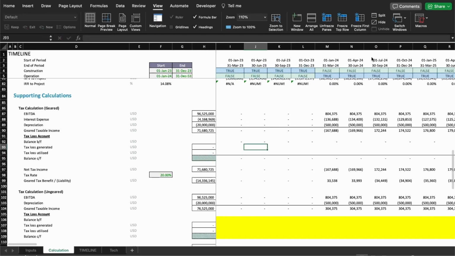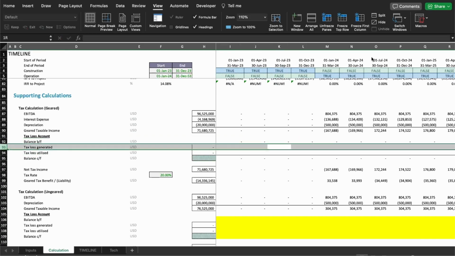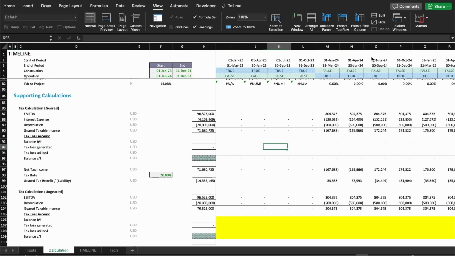Okay, so we already have 2 rows of our tax loss calculation. That's quite easy. In this row over here, we're going to accumulate all the tax loss generated. So we're going to have this number equal to this one here, right? But I want this number to be a positive number. I want it to be accumulated over time in here. So that's what we're going to have, right?